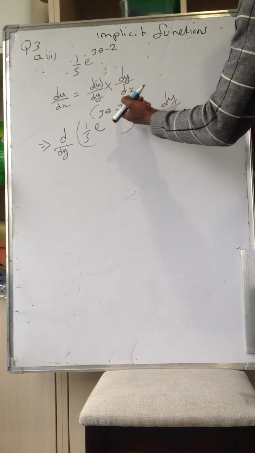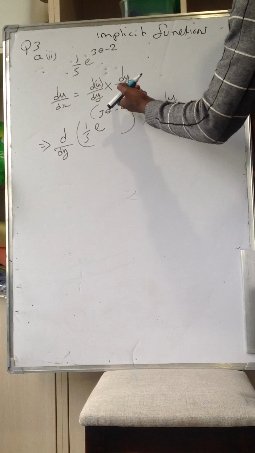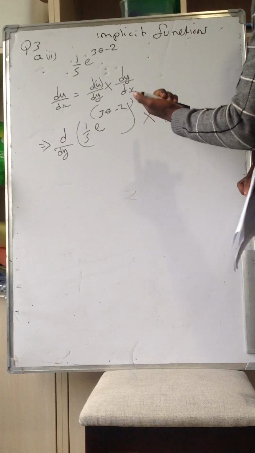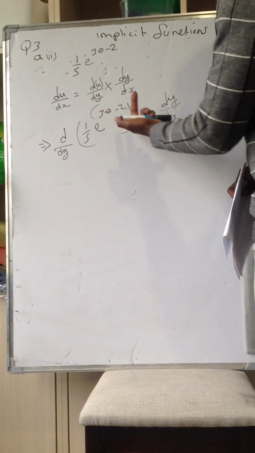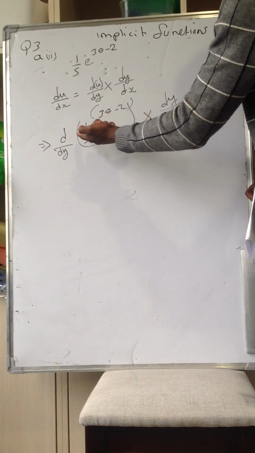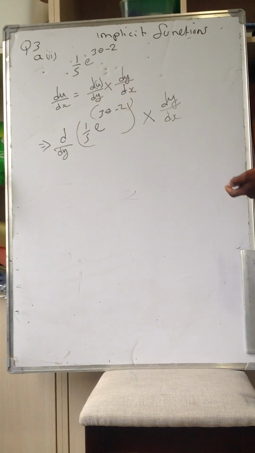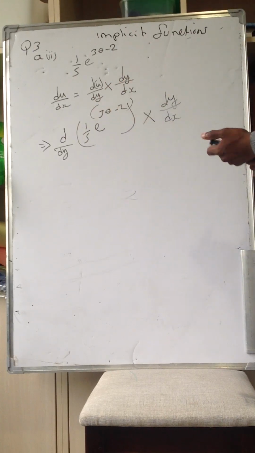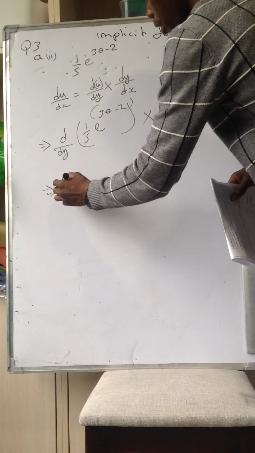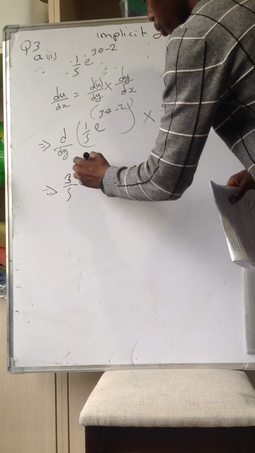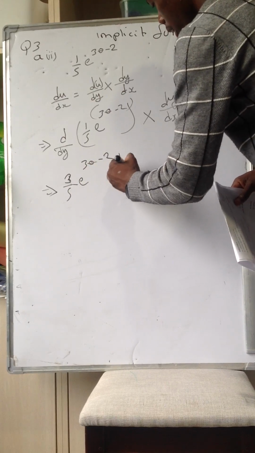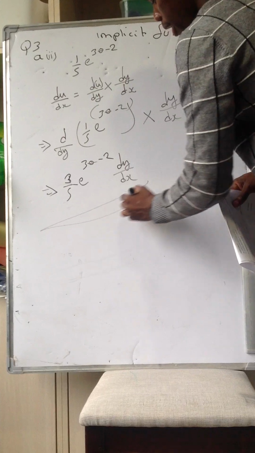If I differentiate 3 theta minus 2, I'm going to have a 3, because the 2 is a constant number, and if you differentiate a constant number, it's always 0. This is 3 theta, and if I differentiate 3 theta, I'm going to have a 3. So 3 times 1 over 5 e, I'm going to have 3 over 5 e raised to power the whole of this. So this one becomes my final answer: 3 over 5 e raised to power 3 theta minus 2, dy/dx.